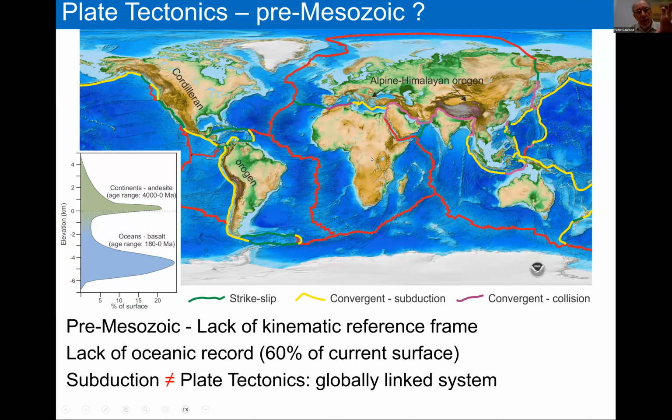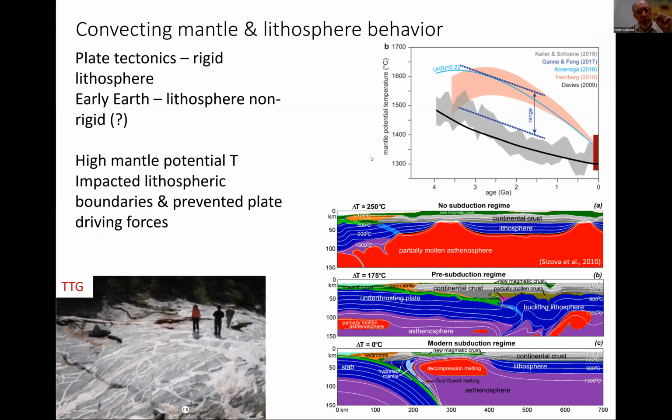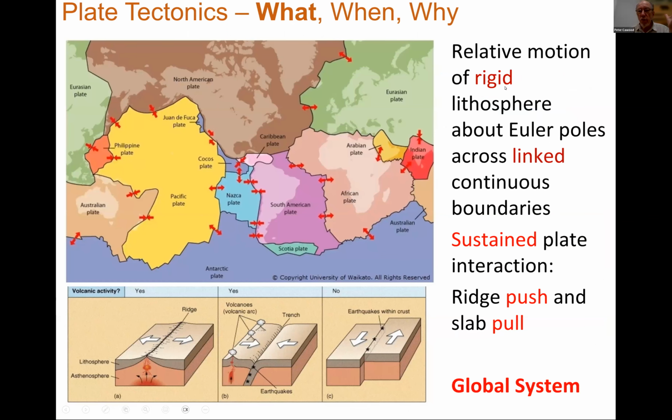One thing I want to try and convince you of is that a prime requirement of plate tectonics, in terms of this definition I've given here, is that we have rigid lithosphere. So how far back can we go and be confident that the lithosphere is rigid?